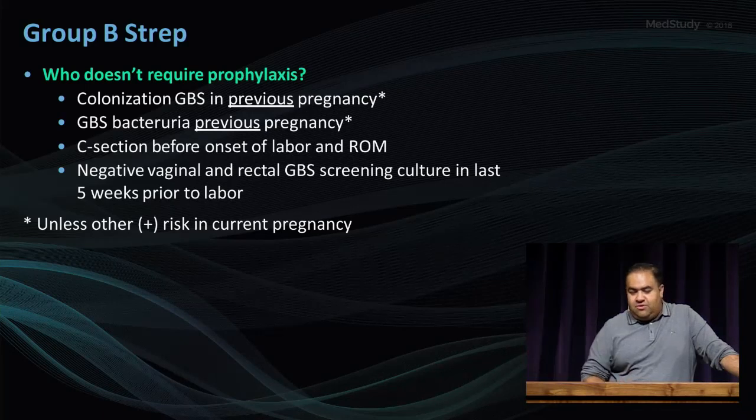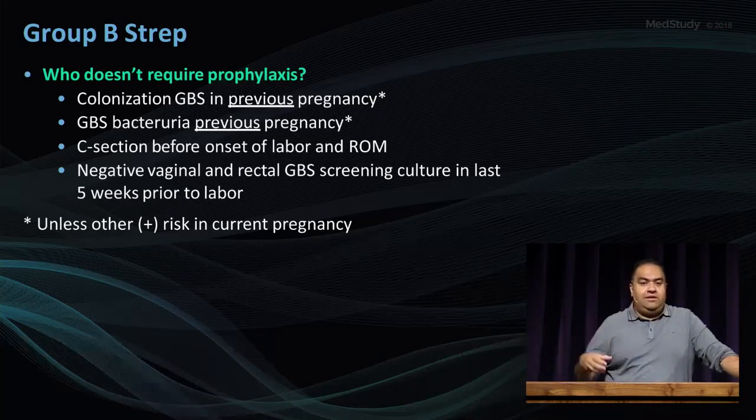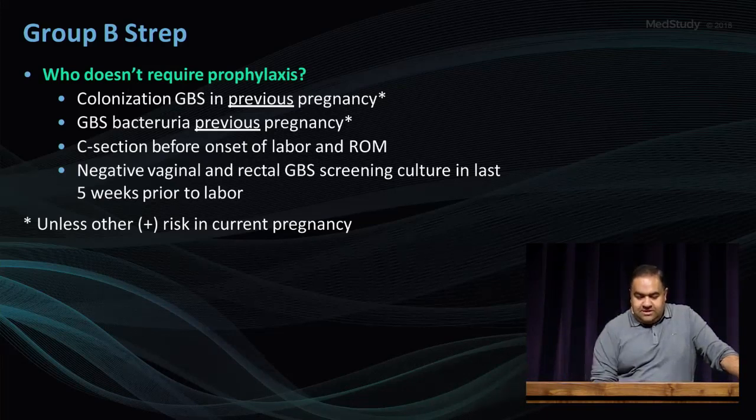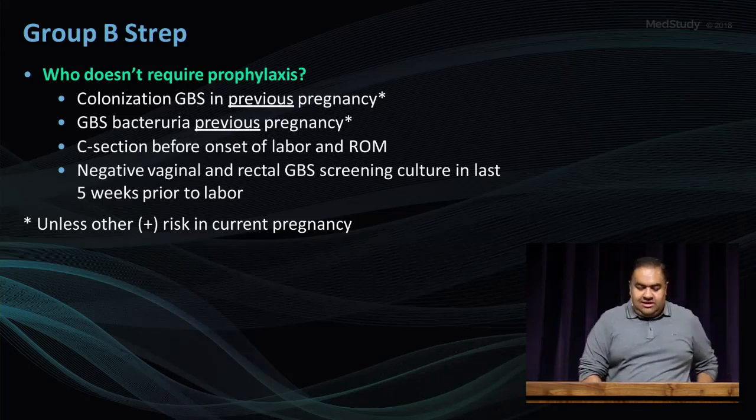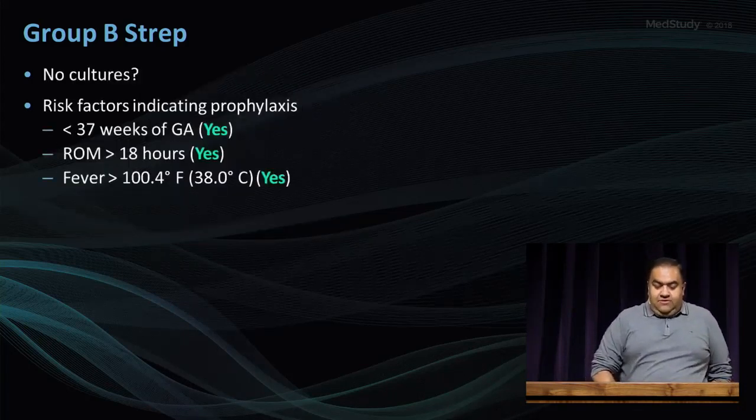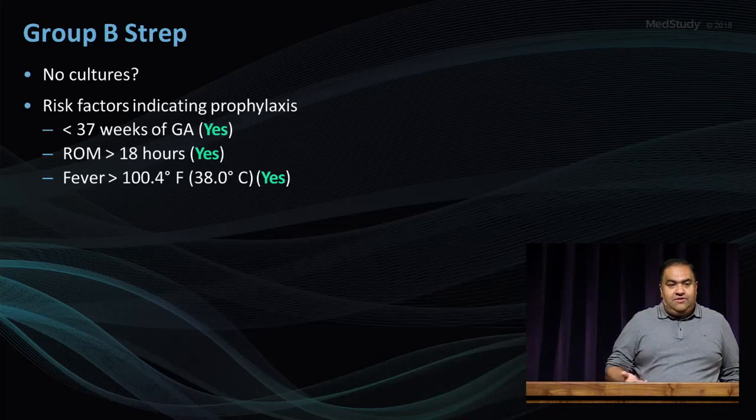So which things do not require prophylaxis? GBS colonization or bacteria in a previous pregnancy. Whatever's current will only mean what you need for this particular pregnancy. C-section before the onset of labor and a negative vaginal or rectal GBS screening in the last 5 weeks. If you don't have a culture, then you have to figure out if you have enough risk factors that indicate that you really need prophylactic treatment.